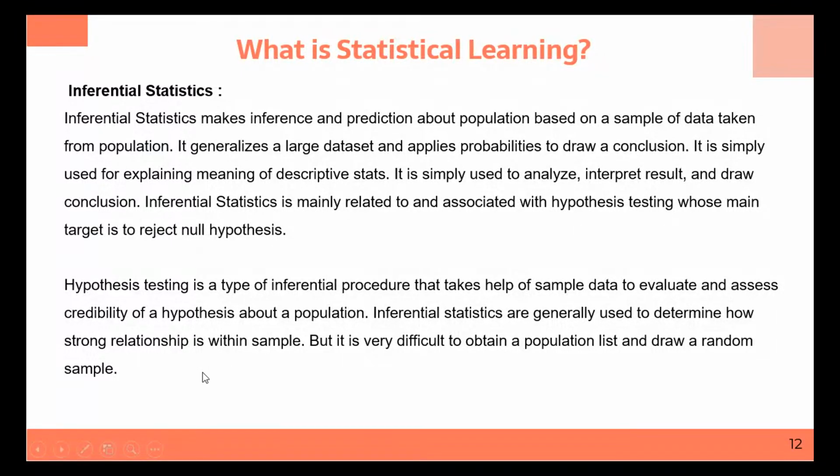Inferential statistics are generally used to determine how strong a relationship is within a sample, but it's very difficult to obtain the population list and draw a random sample. Obviously, we have to look for the possible option of which sample I should pick, and I should consider them for the next calculation, applying the same formula as we applied for the previous sample. Get it?